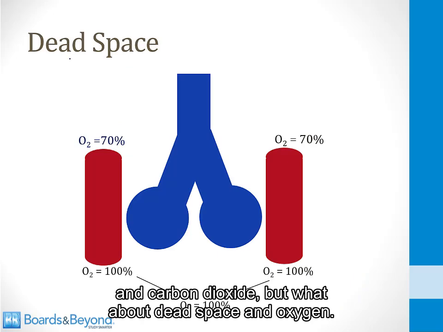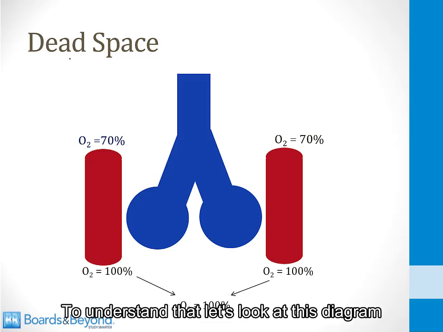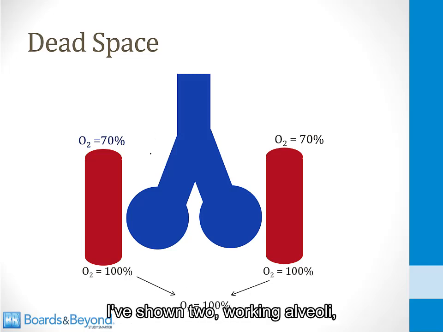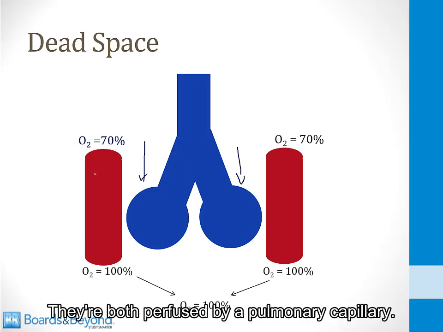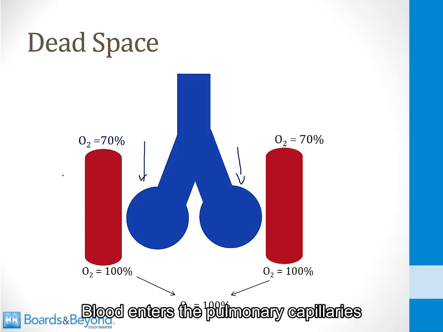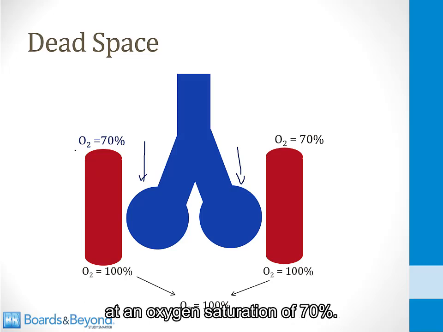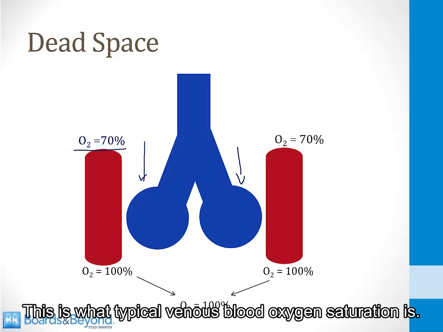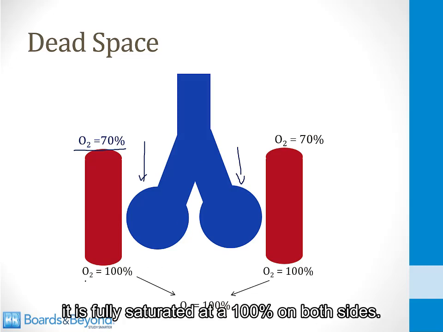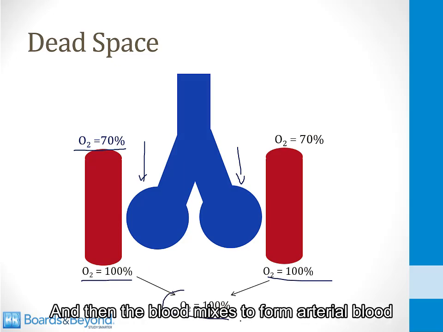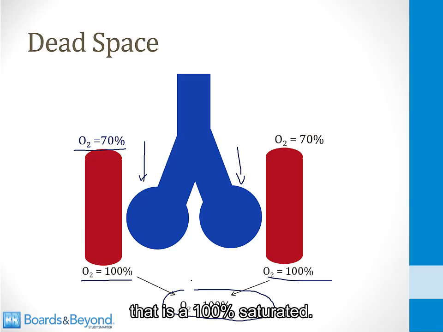So I've been talking a lot about dead space and carbon dioxide, but what about dead space and oxygen? To understand that, let's look at this diagram I've made on the screen. I've shown 2 working alveoli. One is on the left, one is on the right. They are both perfused by a pulmonary capillary. Blood enters the pulmonary capillaries at an oxygen saturation of 70%. This is what typical venous blood oxygen saturation is. After the blood passes through the alveoli, it is fully saturated at 100% on both sides, and then the blood mixes to form arterial blood that is 100% saturated.